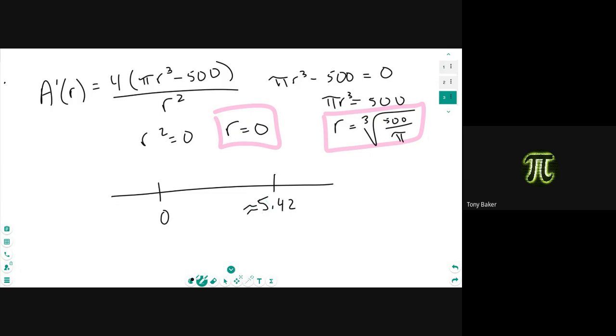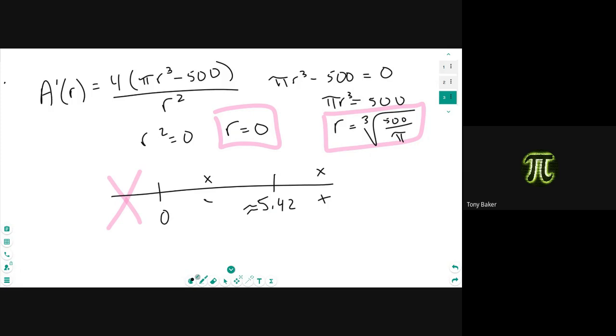So I just need to pick a number somewhere over here and somewhere over here to see what it's doing, right? If that's a minimum, what should it be doing? This side should be negative and that side should be positive, right? It's decreasing to that point and increasing out of that point, correct? So if I plug in, let's say 1, as long as it's between 0 and the 5.42, that's all we care about. And I don't need to care about anything over here because my radius can't be less than 0.